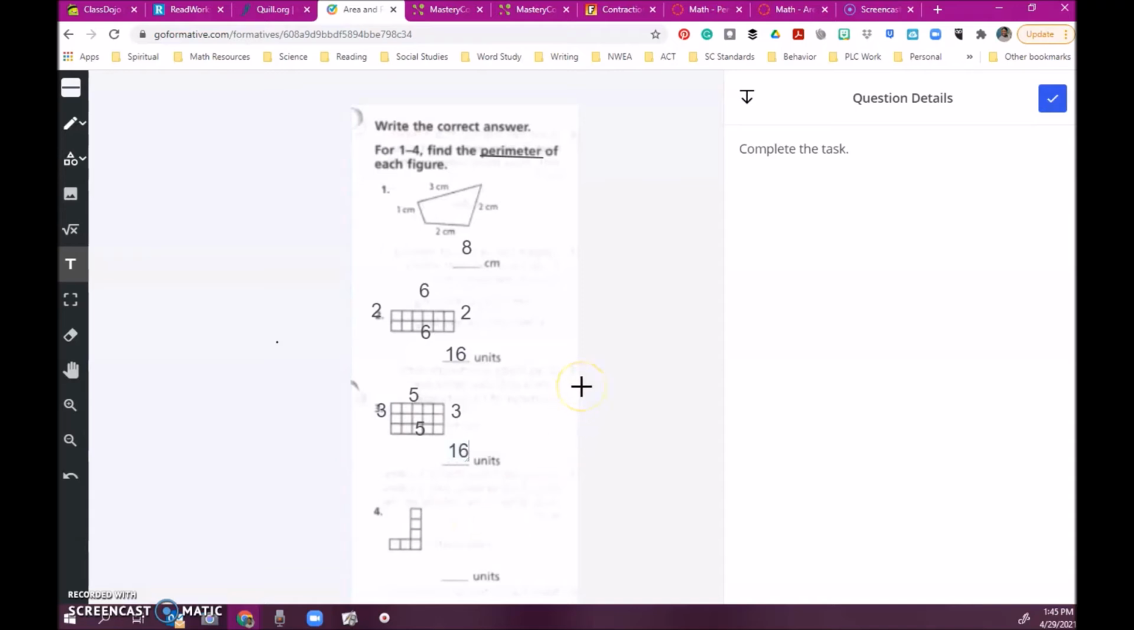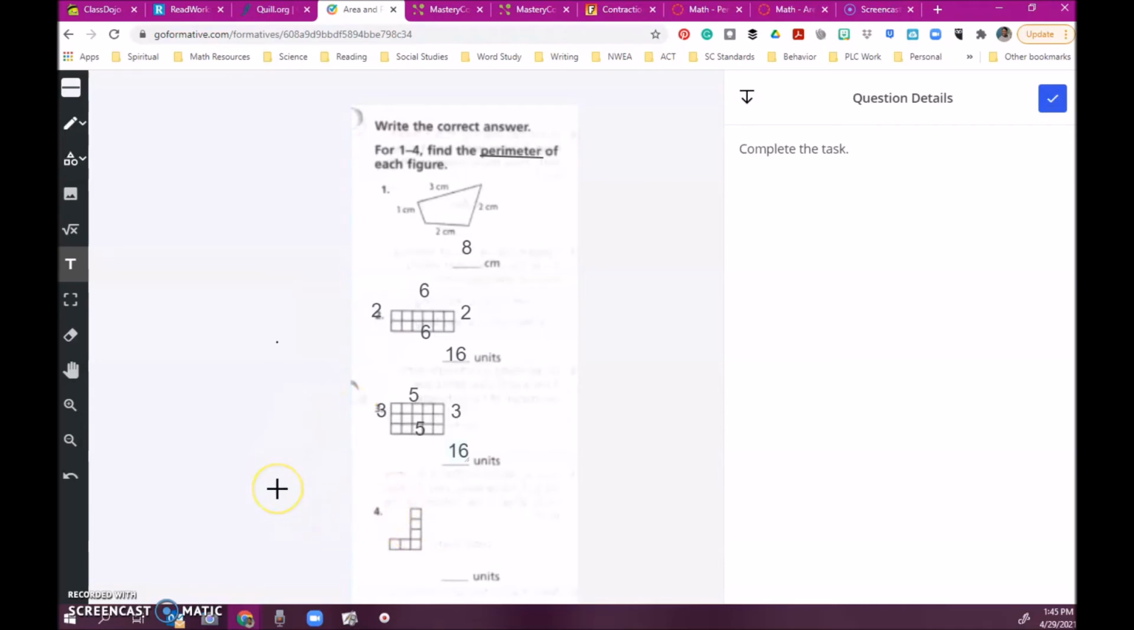Notice that these shapes both have a perimeter of 16, but they are in different shapes. One is a long rectangle, and one is kind of a little stumpy fat rectangle. But they both have a perimeter of 16. So this shows you that 2 shapes can have the same perimeter and not be the same shape. Okay, let's go down to 4.